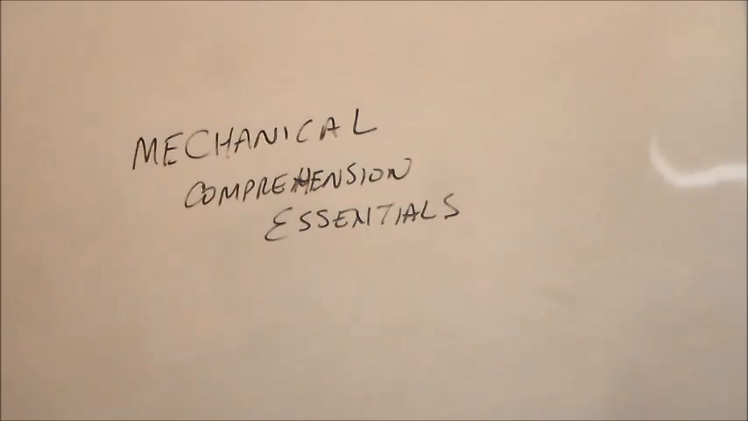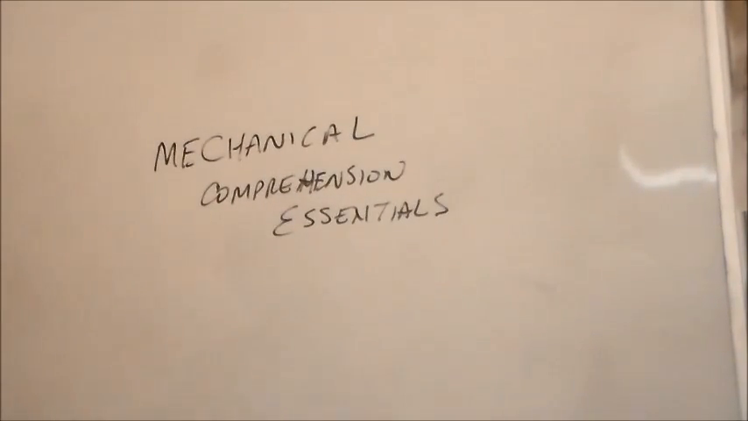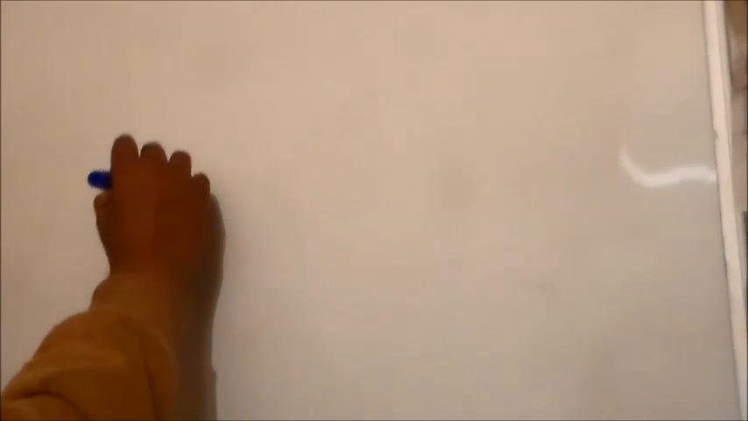This is Kieno Thomas. The next mechanical comprehension essential concept that I'd like to introduce to you is in the area of weight and balance. First off, we have some points that we use in the area of physics. We have something called a vector.